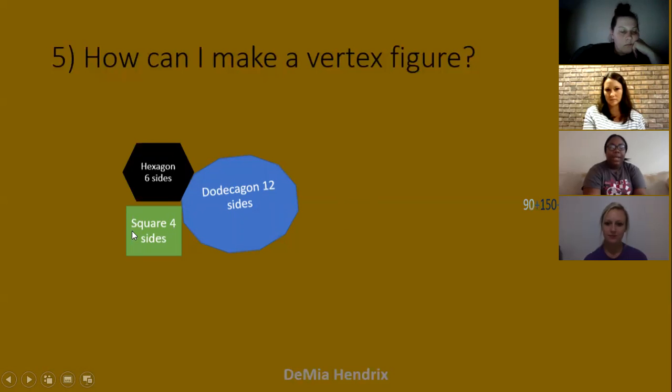If you plug in your formula, you'll add 90 plus 150 plus 120, and it's going to get you 360. And that is how you make a vertex figure. You just need 3 shapes whose angles add up to 360 degrees.